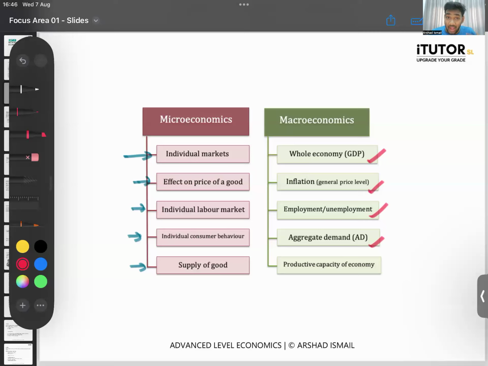So those are macroeconomic topics. Can you give me some other examples for macroeconomic topics? Anything that you all know apart from what is there in this diagram? What else? Any other examples? Okay, employment rate, fine.